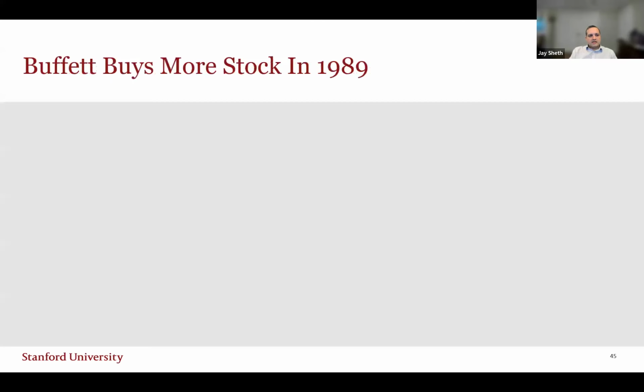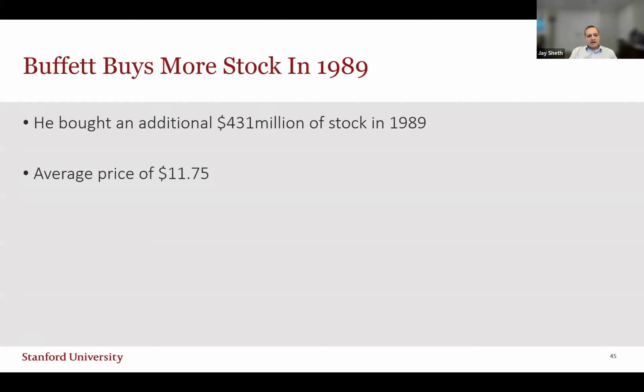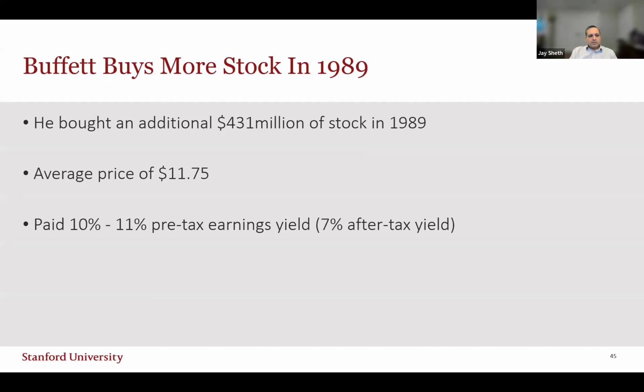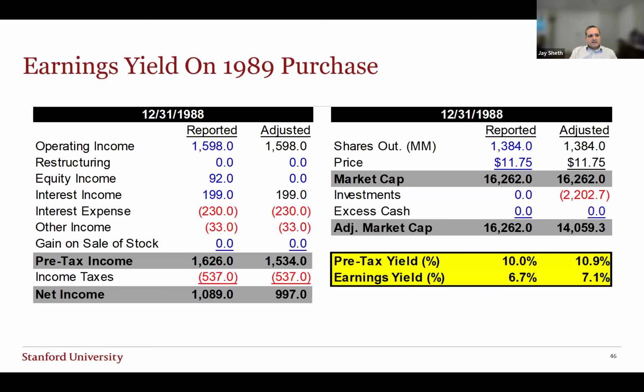So he buys more stock in 89. He bought another 431 million shares in 89. He paid an average price of 11.75. And you can see the same thing. He paid about a 10 to 11% pre-tax earnings yield or 7% after tax. So in 89, again, these are using the 88 reported numbers. Again, you can sort of see the same thing. This is the operating income. There was no restructuring that year.